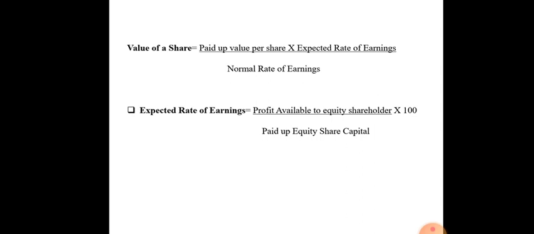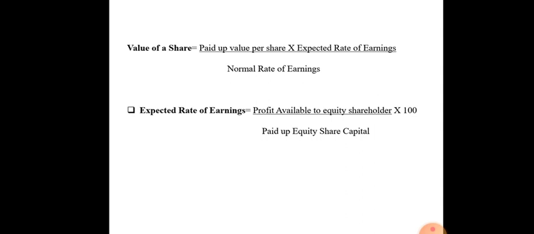In the problem, they will mention the paid up value per share. What is the paid up value per share? For example, 15,000 equity shares of rupees 10 each; this 10 each is nothing but the paid up value per share. The expected rate of earnings we have to ascertain if it is not given.